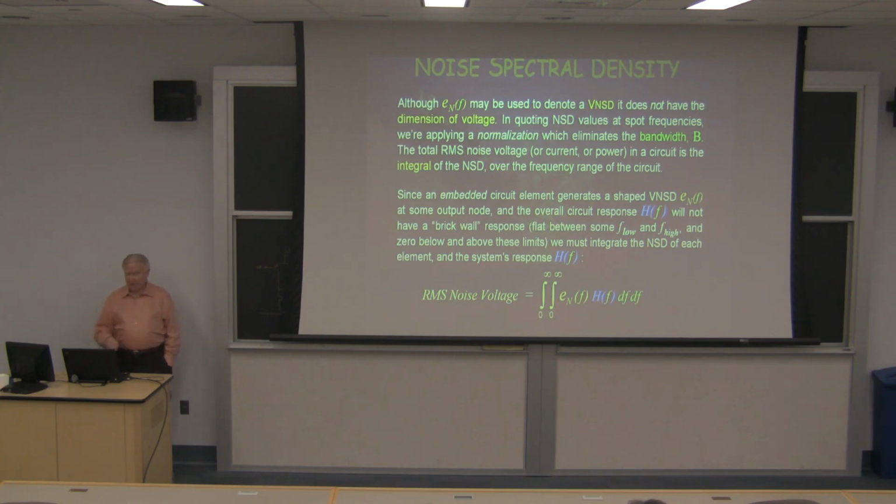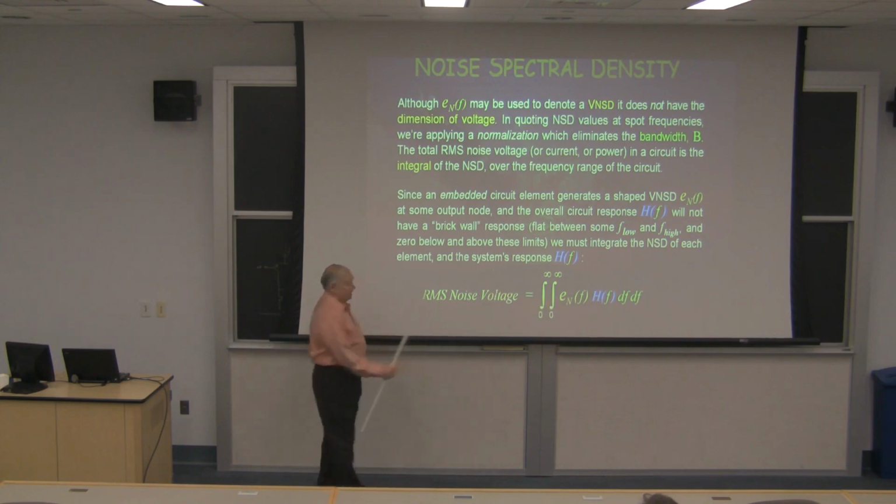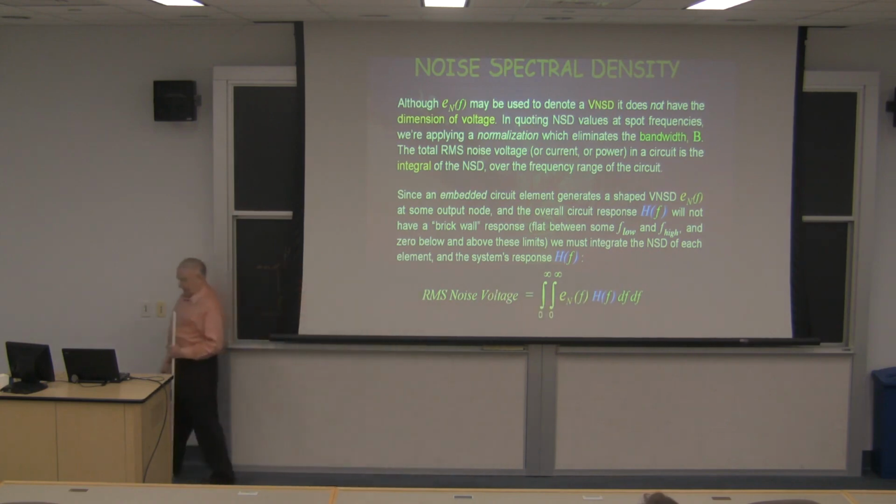So what I'm saying here is that there are two factors overlapping. One is the spectral quality of the noise source itself, and the other, of course, is the transfer function of the amplifier or filter or whatever it might be that determines the amount of noise power that makes it to the output.